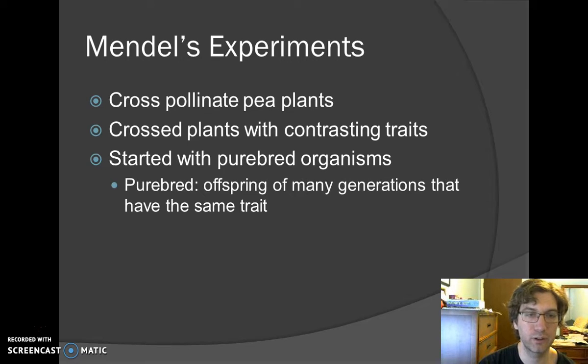In doing so, Mendel is going to make it so the allele combination, which we'll get to what alleles are, is the same for each generation. So purebred right now is going to be that many generations before them had the same trait. Later on, purebred is simply going to mean they have two of the same alleles.